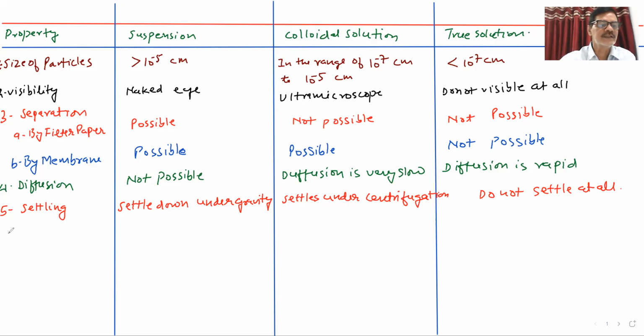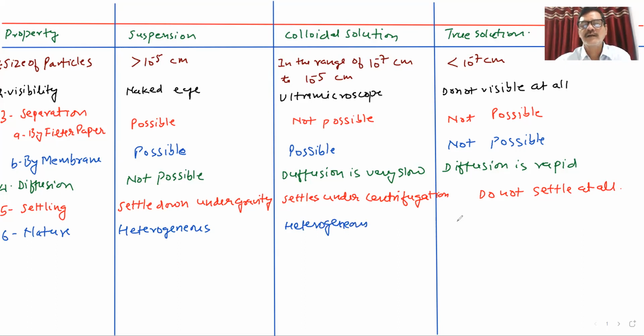After this, we can see the sixth property. Sixth property is nature of solution. It is a heterogeneous mixture. That is, the concentration of solute in the solvent is not uniform. This is also heterogeneous, and this is homogeneous. Homogeneous mixture is called the true solution.